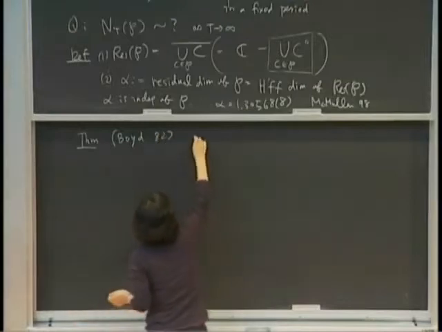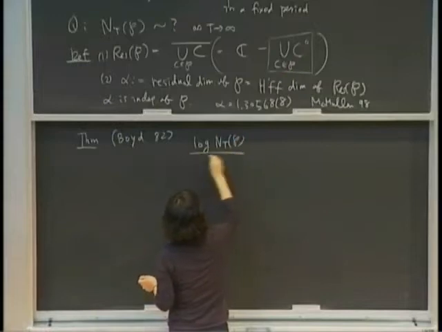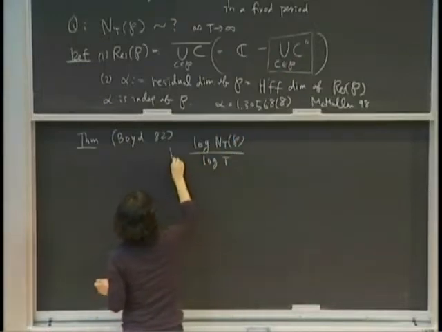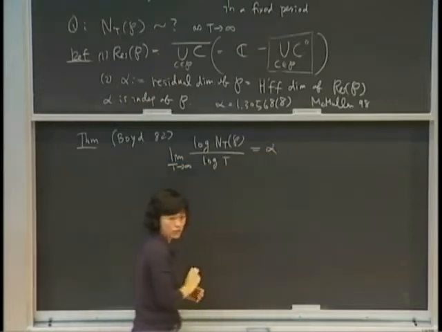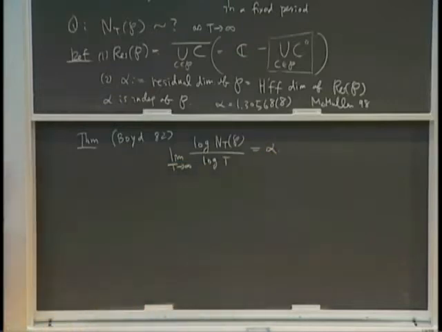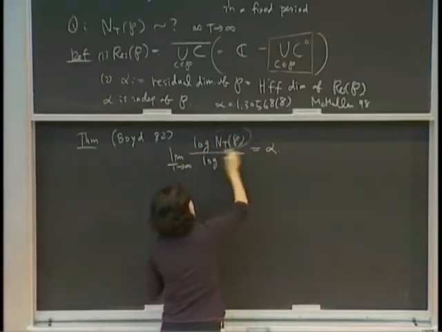So he computed the limit of log of N_T(P) divided by log of T as T tends to infinity. So this converges to the residual dimension of P. Okay. And this does not quite say what is the asymptotic of this.